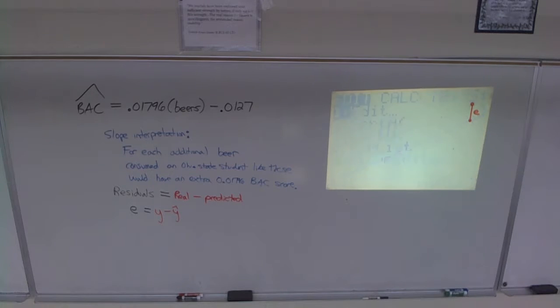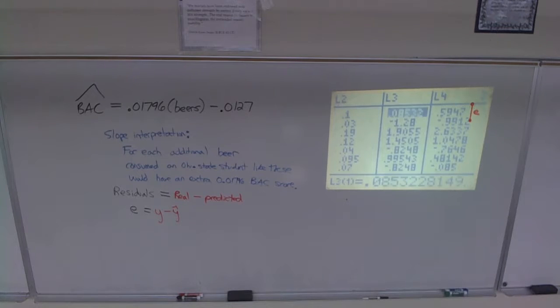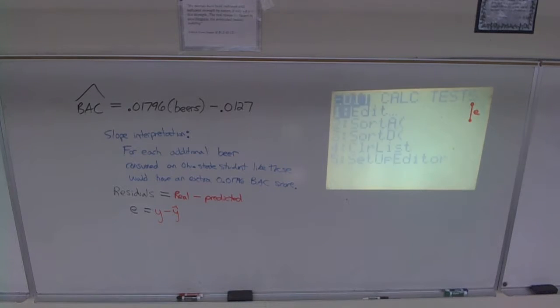So I'm going to go back to my lists. And I think I'm going to get rid of all this junk in list 3 through 5. I'm going to put my residuals in list 3. You want to make sure your model's on the home screen still. I'm not sure, so I'm going to run it again. Okay, it's there.